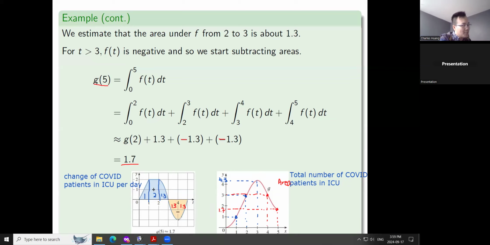And then when the number is going down, when we are not getting new patients in ICU and we are letting people go home out of the ICU, it's a negative number. And so you notice that the total number of COVID cases in ICU is going down because we lose 1.3 patients that day. And so the total went down by 1.3.